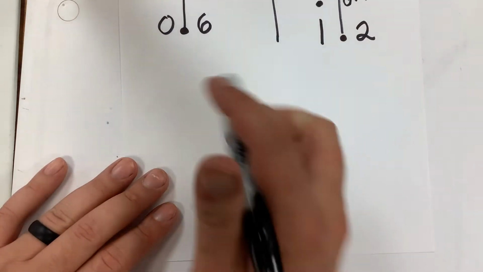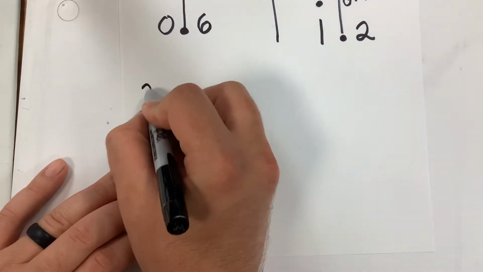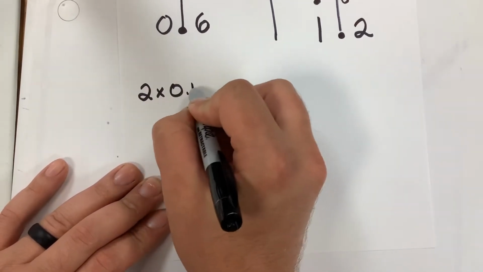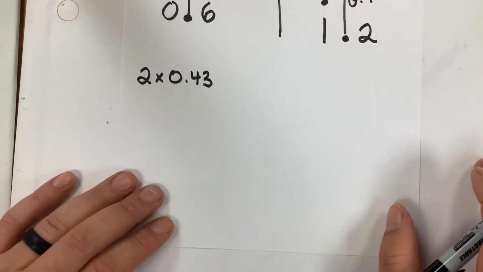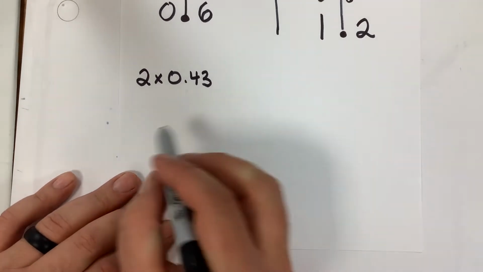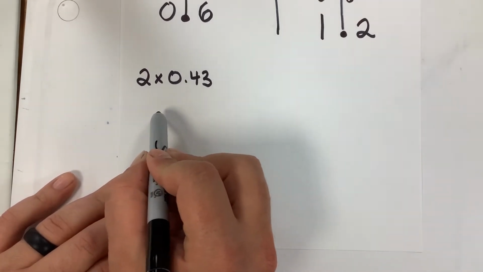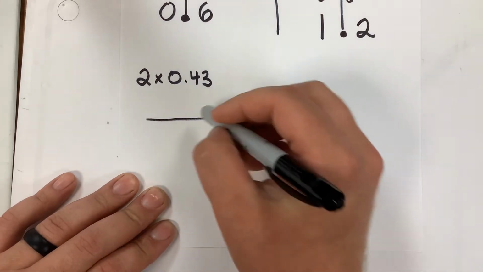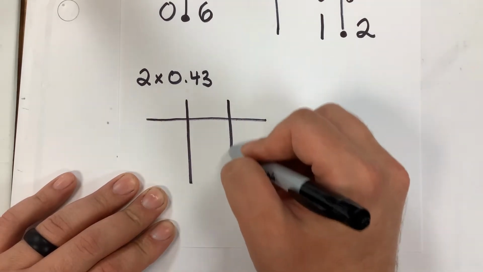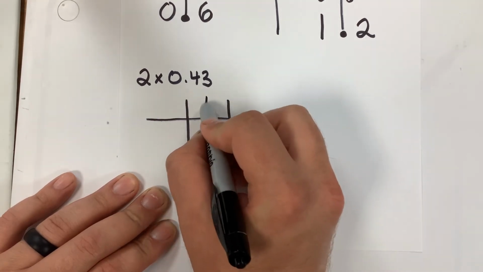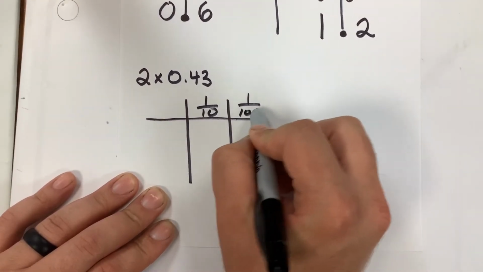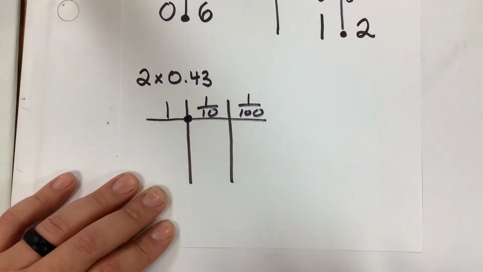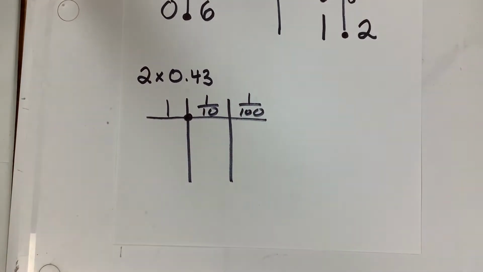Remember, you can pause at any time if you need to. Let's say I have 2 times 43/100. All I did is add another place value. So I need to make me a bigger place value chart. I need my tenths, I need my hundredths, and probably a ones place. My tenths, my hundredths, my ones. Take a second to draw that.